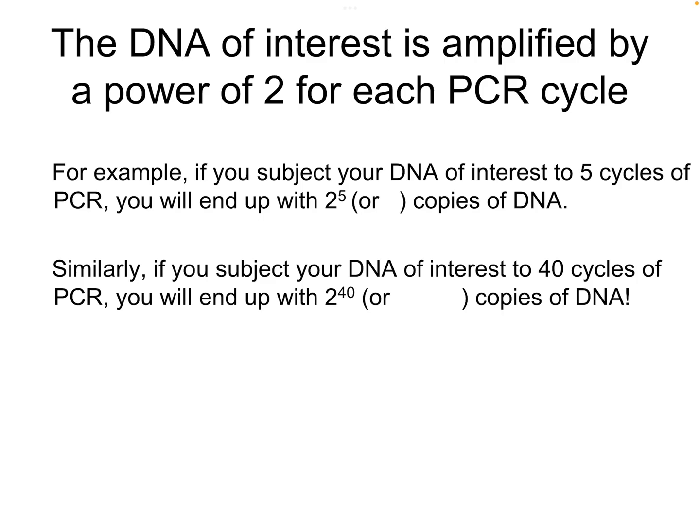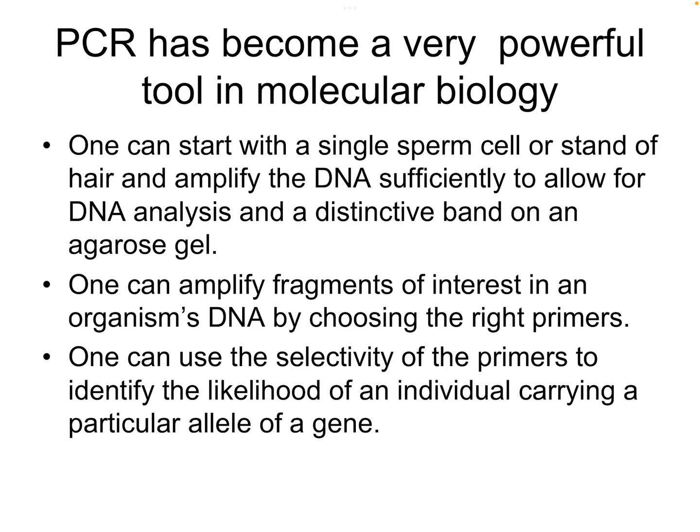So the DNA of interest is amplified by a power of 2 for each PCR cycle. For example, if you subject the DNA of interest to 5 cycles of PCR, you will end up with 2 raised to the power of 5 copies. If 40 cycles, then you will end up with 2 raised to the power of 40 copies of DNA. So the PCR has become a very powerful tool in molecular biology.